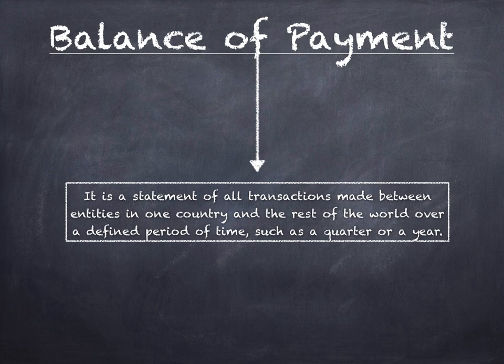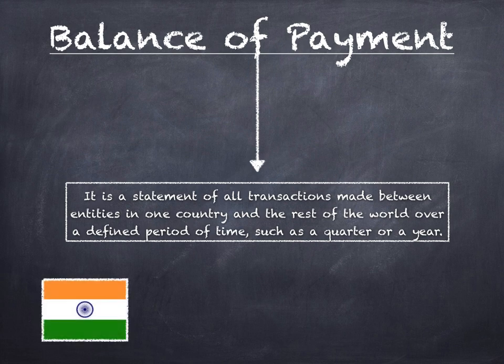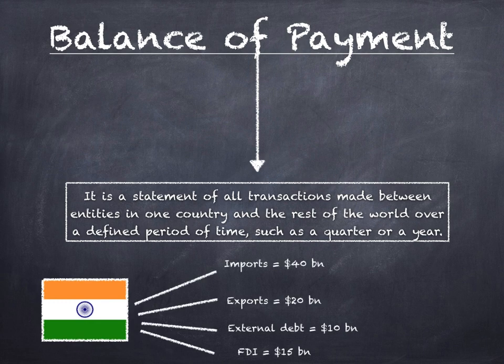All right. Now, I'll explain this with an example. Let's suppose we are talking about India. We are talking about the balance of payment of India. Now, Indians have transactions with the rest of the world as following. India imports $40 billion in 1 year. The imports of goods and services is worth $40 billion in 1 year. Then India exports goods and services worth $20 billion. Then India takes a debt. India takes loans of $10 billion in 1 year. And there is $15 billion of FDI, foreign direct investment in India in 1 year.